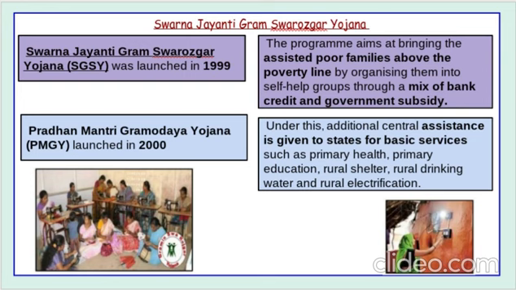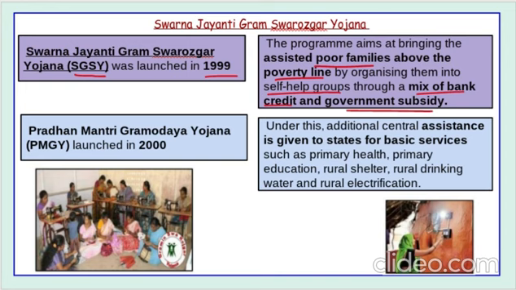Now, the next scheme which we are learning is the Swarna Jayanti Gram Swarozgar Yojana, SGSY. It was launched in 1999. This program aims at the upbringing of assisted poor families, who are poor but still a little bit above the poverty line. They organize different self-help groups through a mix of bank credit and government subsidy, so that the people can help the poor families also.